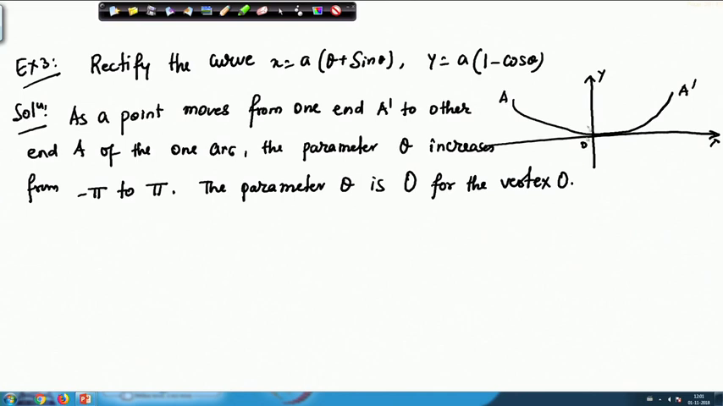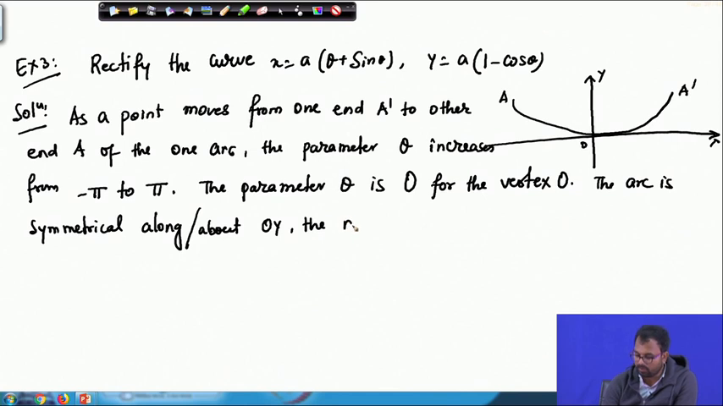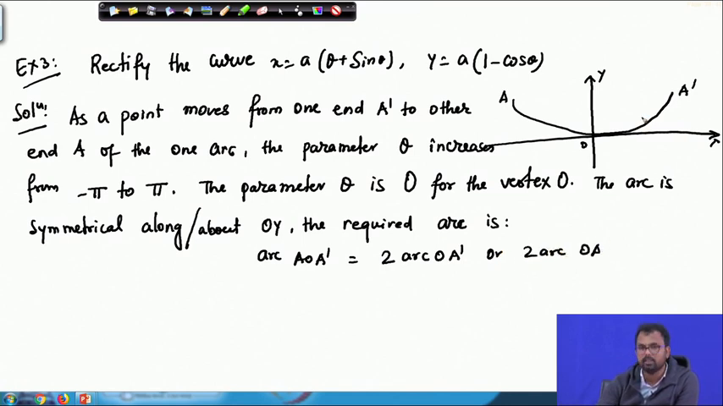All right, so as the arc is symmetrical about OY, I did not draw the symmetric figure, but it is symmetrical. So the arc is symmetrical about OY, and the required arc length of arc A dash A is 2 times arc OA dash, or 2 times arc OA. So any one of the arcs, and then you multiply by 2, and that will give you the length of the whole arc. So we can do the calculation for any one of, let us say, the sub arcs.